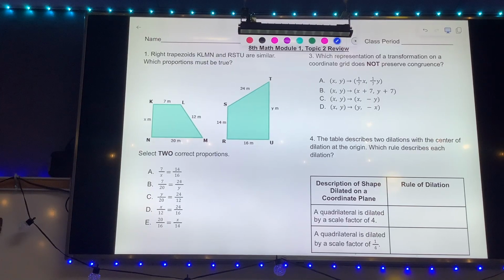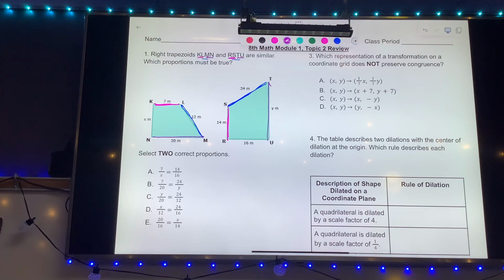Okay, let's review for our Module 1 Topic 2 test. If we are looking at our similar figures, let's first highlight so we can know what matches what. We have KL. KL would match RS. We see LM would match ST. Then we see MN would match TU.